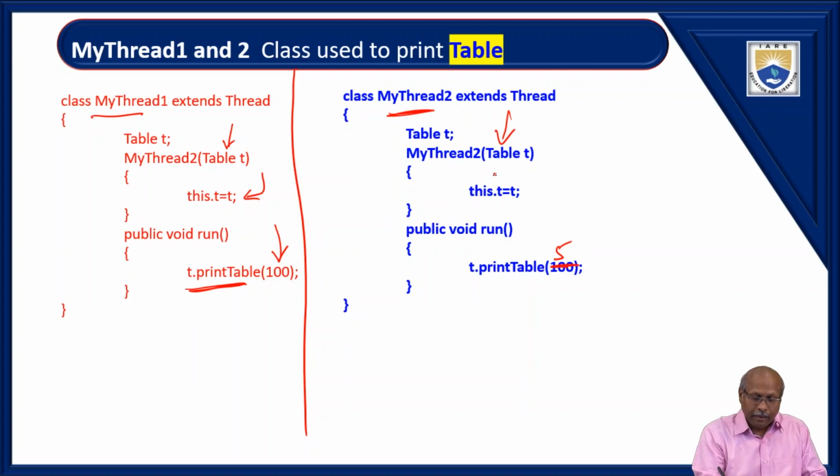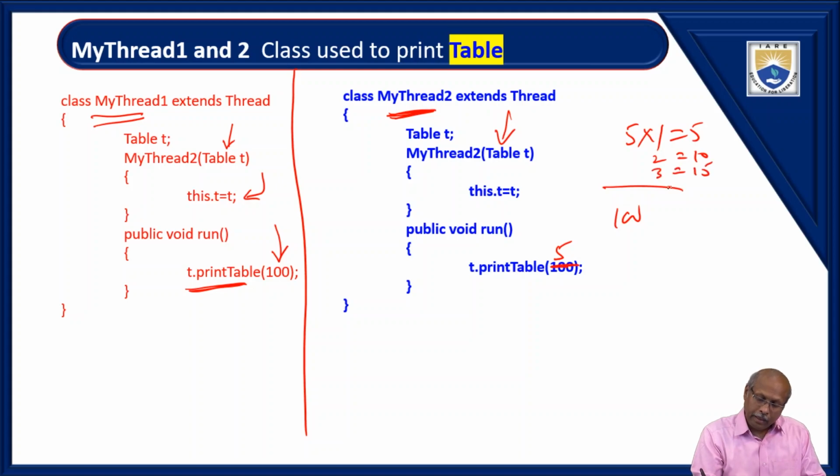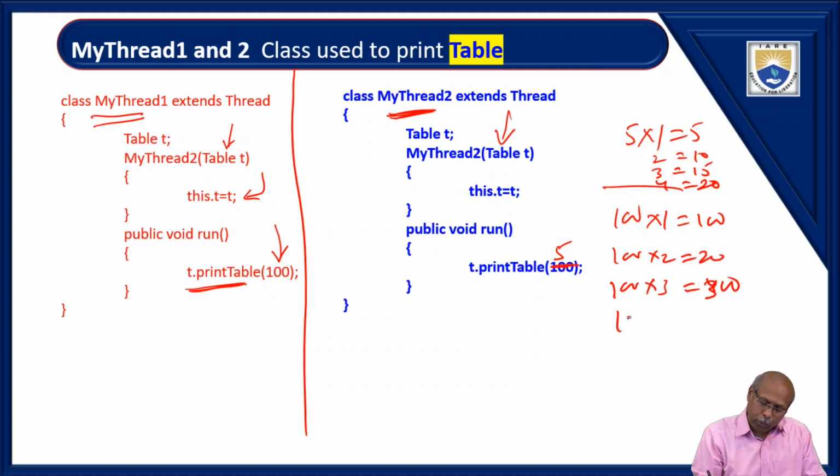Now, when I am multiplying, either the first thread will get a chance or the second thread may get a chance. Whoever gets the chance has to complete the task. First the 5 table, then the 100 table. 5 into 1, 5. 5 into 2, 10. 5 into 3, 15. 5 into 4, 20. After that, T2 gets a chance. 100 into 1, 100. 100 into 2, 200. 100 into 3, 300. 100 into 4, 400. While doing the task, sometimes it is sleeping also.